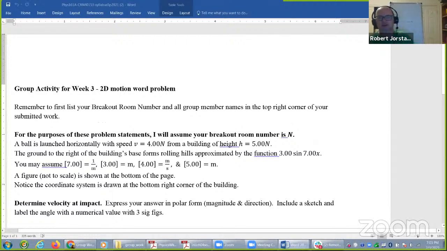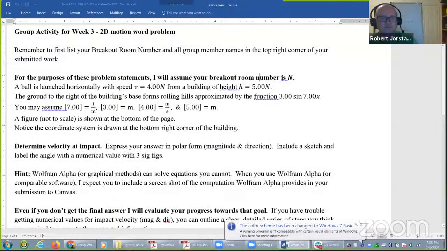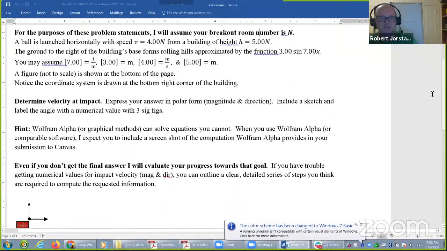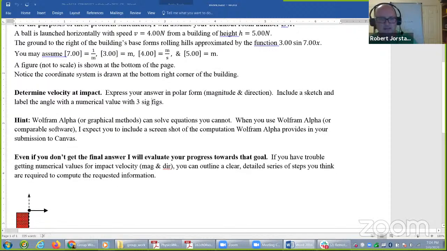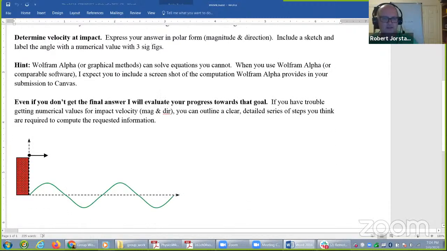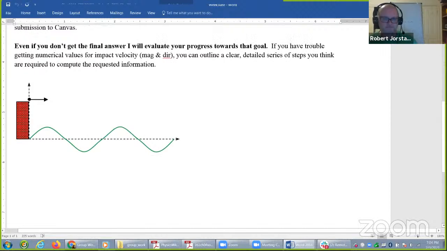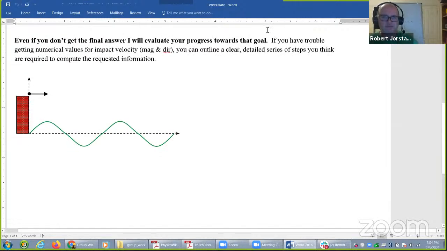Okay, so here's the problem. We have some numbers. The height is going to be some number. The velocity is going to be some number. We've got this function here, and we're trying to get velocity at impact. Depending on which section you had, you may have a different function, but the idea is we're trying to get v final. So let me get this all on the screen.